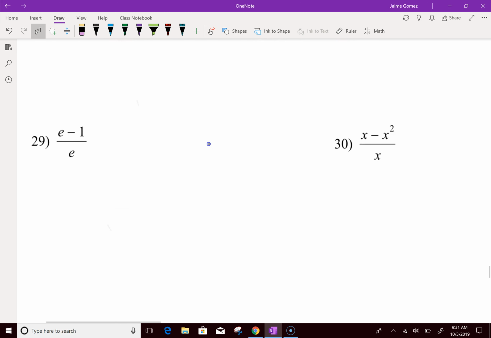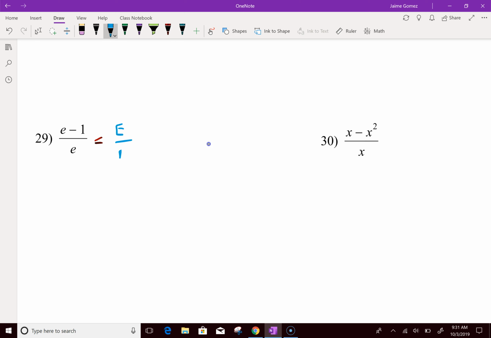So 29. This is the one where you break apart the fraction. E over E minus sign 1 over E. A lot of you kept getting confused on this. E divided by E. What's E divided by E? It's 1. Like 10 divided by 10, 1. 7 divided by 7, 1. This cancels to one big 1. 1 minus. Can you reduce the 1 in the E? No. So leave it alone.